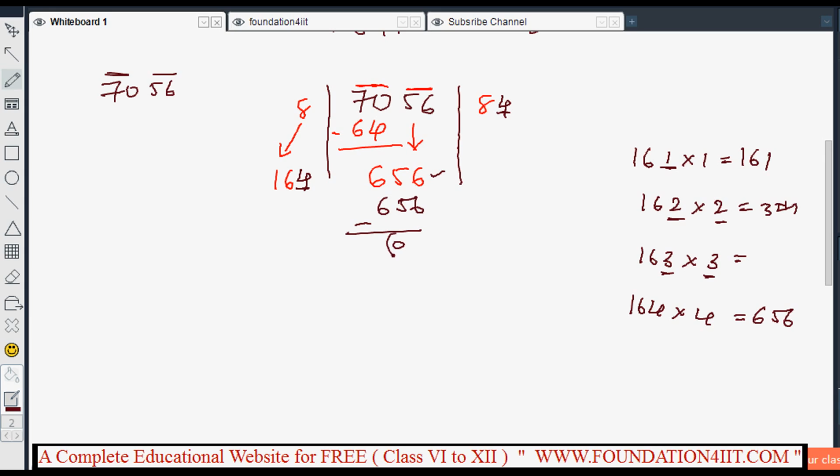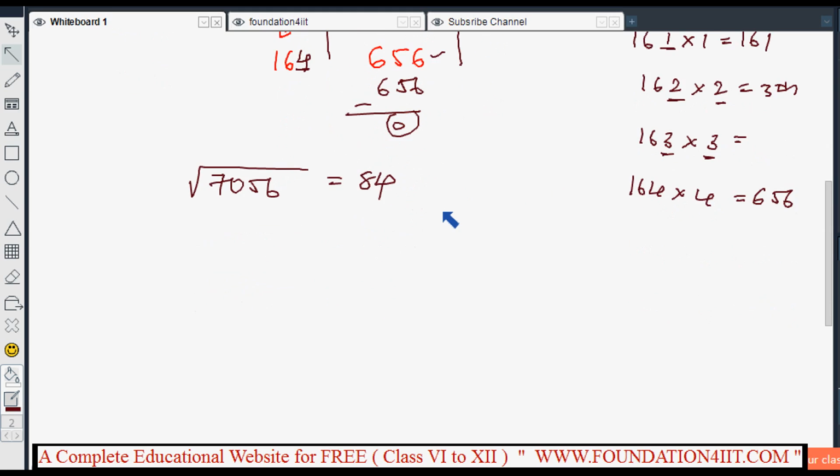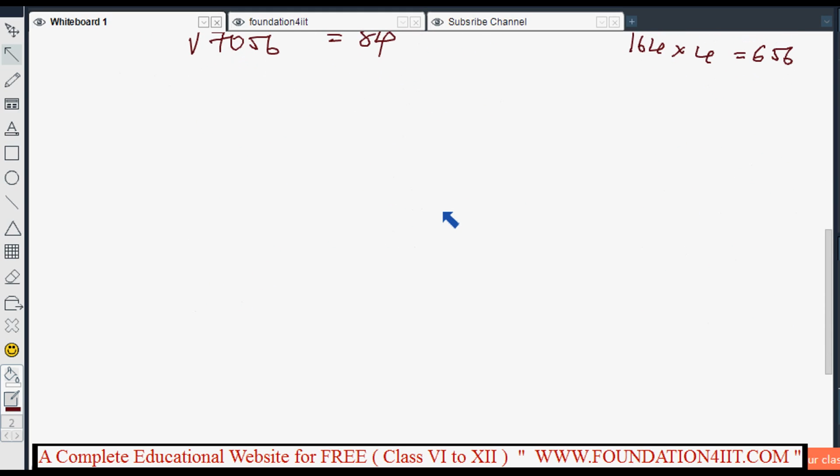If we subtract, we get 0. Therefore, the square root of 7056 is equal to 84. So finally you must write the number in the place of the quotient. It's clear, right? So this is 2 periods. Next, I'll explain one more example taking 3 periods, meaning more than 4 digits. You'll get more clarity in these problems.